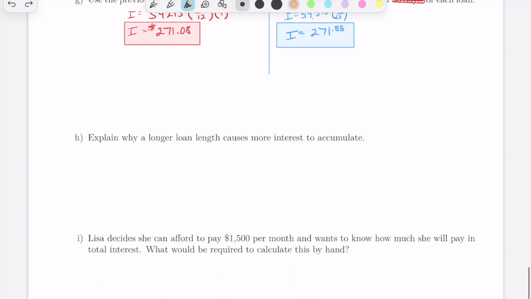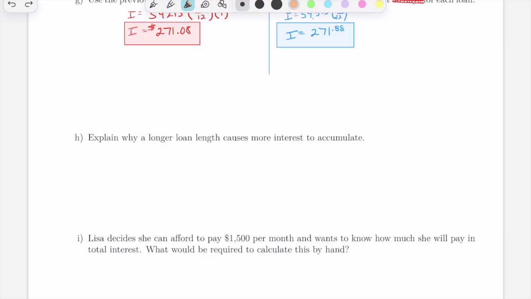Now, let's go ahead and look at the last one here. Lisa decides she can afford a $1,500 a month payment and wants to know how much will she pay in total interest. This is a little bit different now. What she's doing is she's basically paying extra money every month.